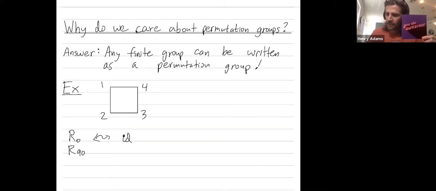The rotation by 90 degrees, that corresponds to the permutation. Well, what does it do? It sends 1 to 2. And where does it send 2? It sends 2 to 3. And where does it send 3? It sends 3 to 4. And where does it send 4? It sends 4 back to 1.